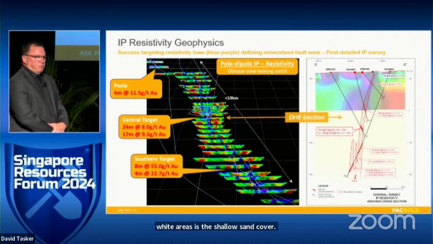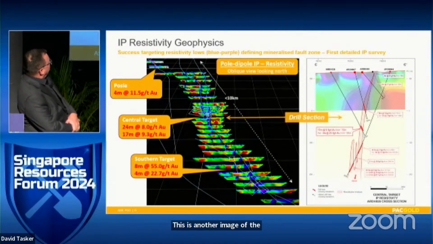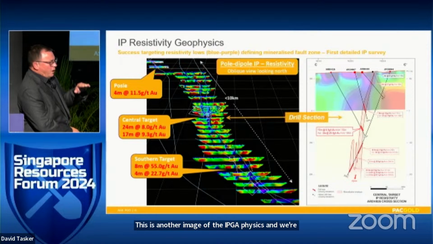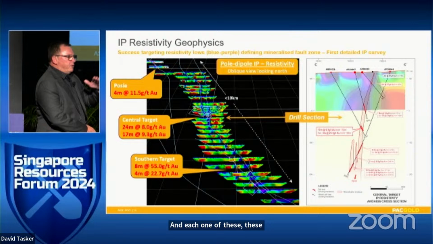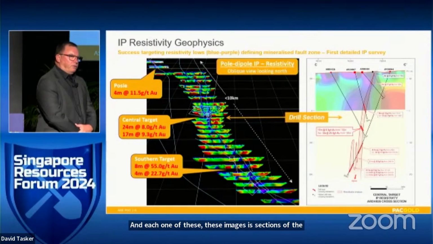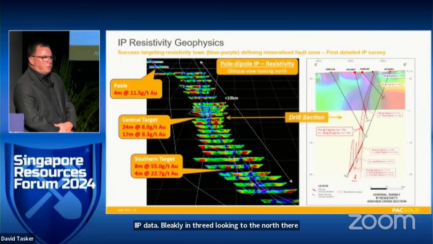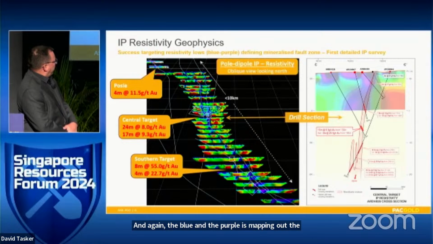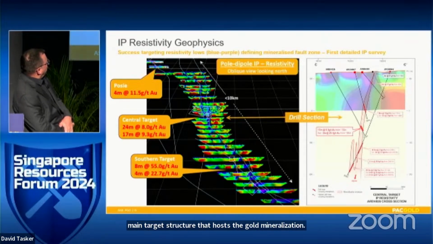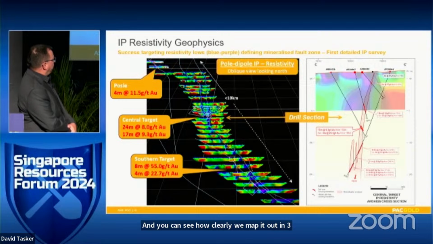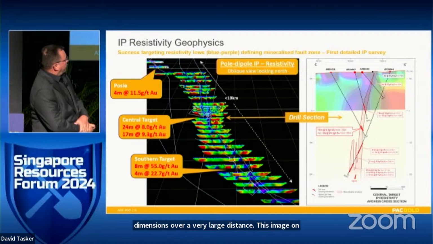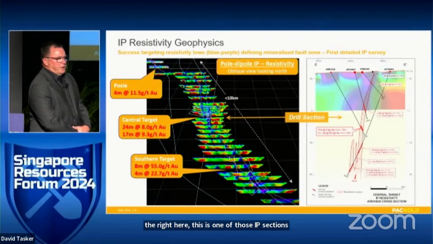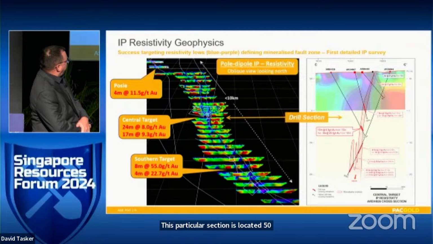This is another image of the IP geophysics, and we're looking at 10 kilometres from the top to the bottom here in this image. And each one of these images is sections of the IP data. So we're looking at it obliquely in 3D, looking to the north there. And again, the blue and the purple is mapping out the main target structure that hosts the gold mineralisation. And you can see how clearly we map it out in 3 dimensions over very large distance. This image on the right here, this is one of those IP sections. This particular section is located 50 metres south of the open pit mine, which is located just in here.